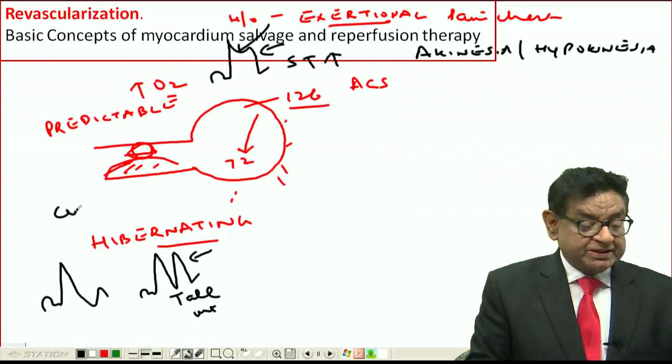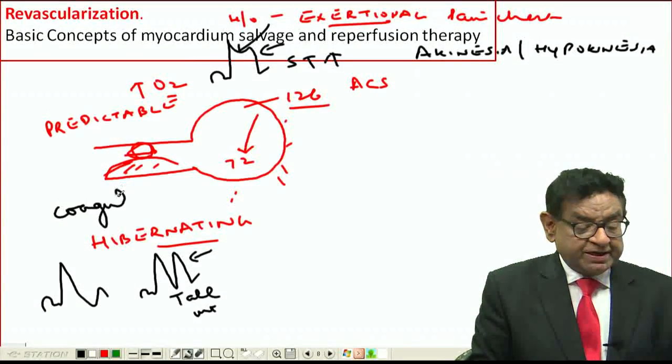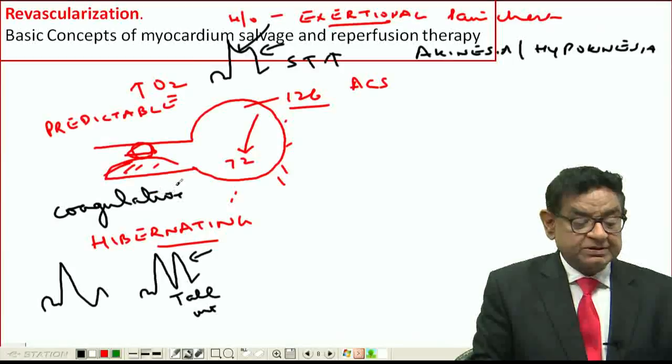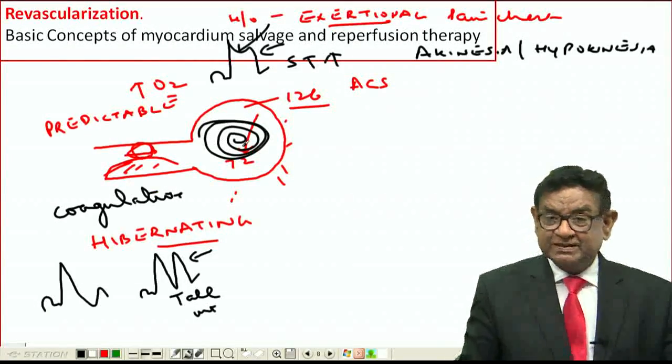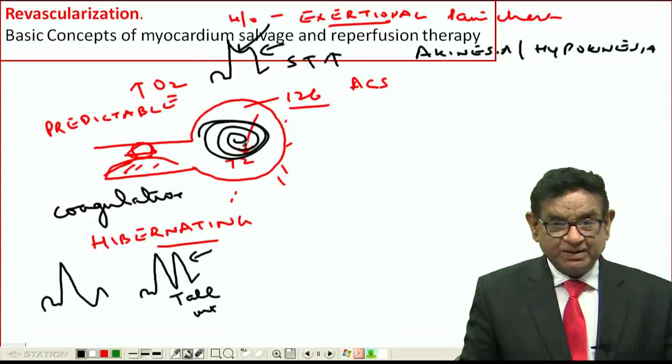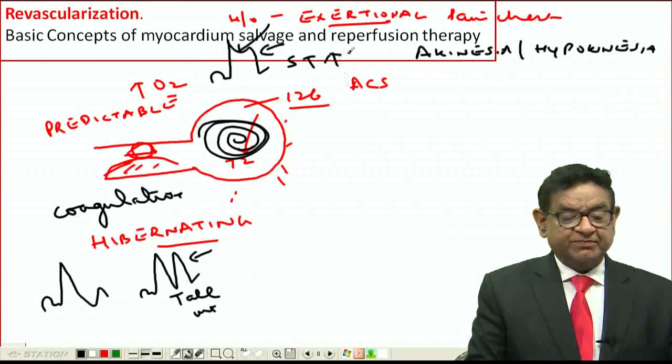What type of necrosis? It is coagulative necrosis. It starts from the center to the periphery, and now the tissue is dead. That means the rooms are burned, nothing can be done. So that's why we should reperfuse the myocardium as early as possible. So this is the reperfusion therapy.